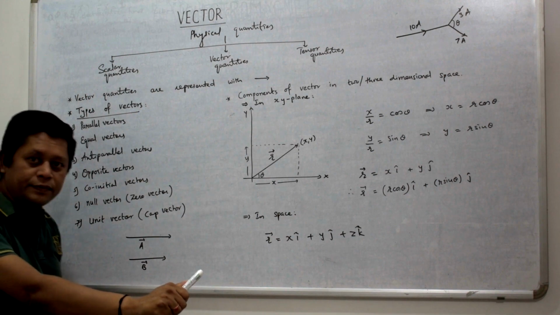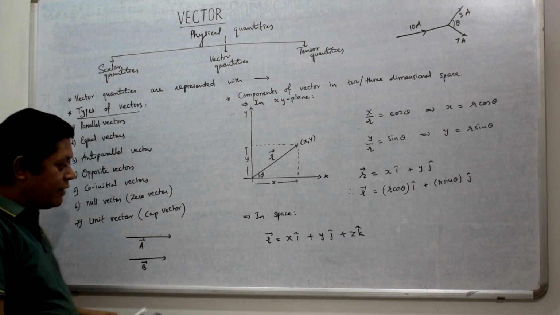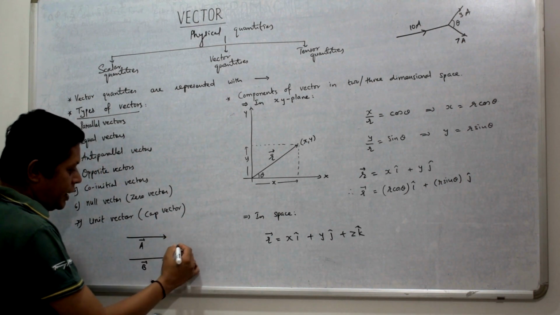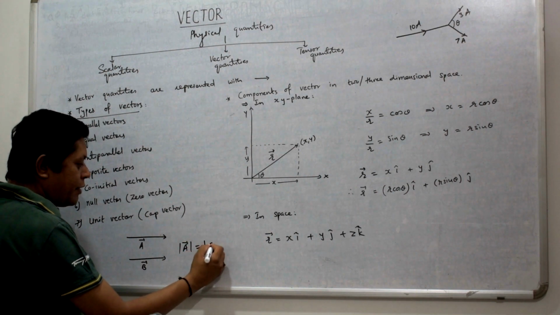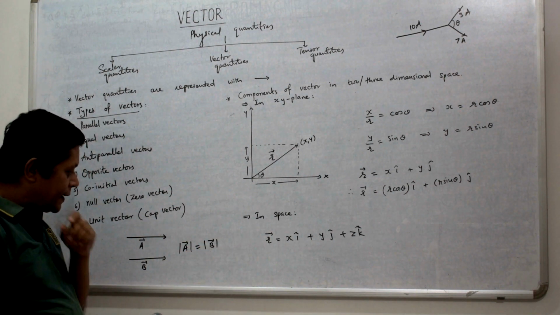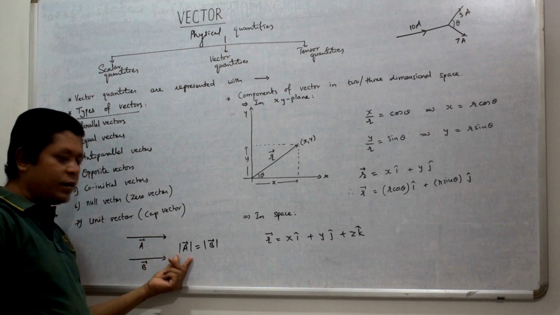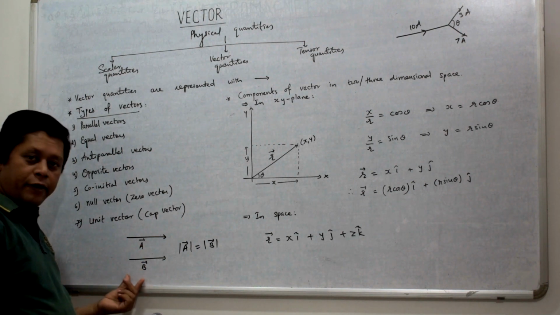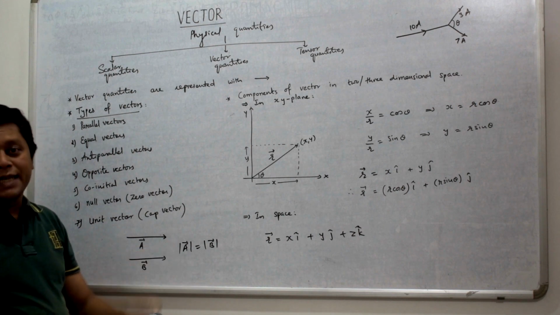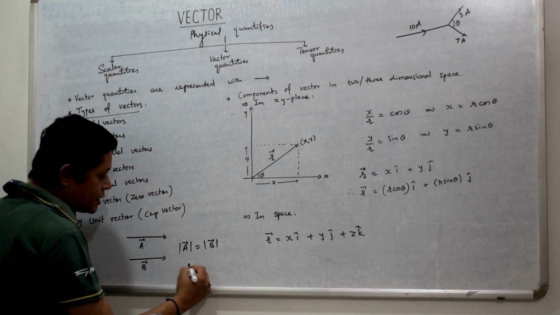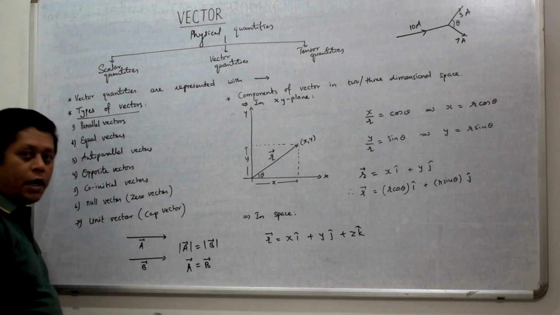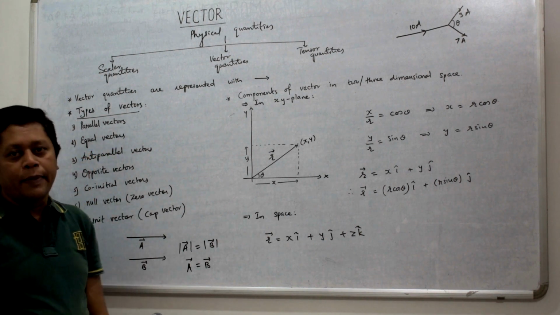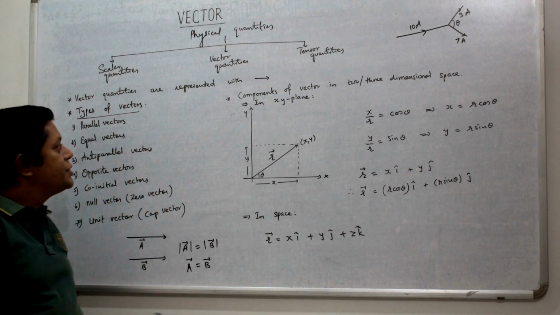Another is equal vectors. If two parallel vectors have equal magnitude, let's say the magnitude of vector A is equal to the magnitude of vector B. The magnitude of a vector you can represent with the vector between two vertical lines. So if the magnitude of vector A and the magnitude of vector B are equal, and both are acting in the same direction, then you can say that vector A is equal to vector B. A and B are both equal vectors. So two vectors are equal if their magnitude is the same as well as the direction is the same.